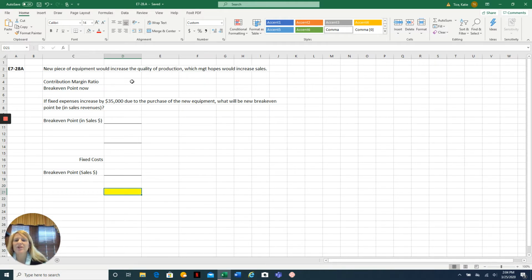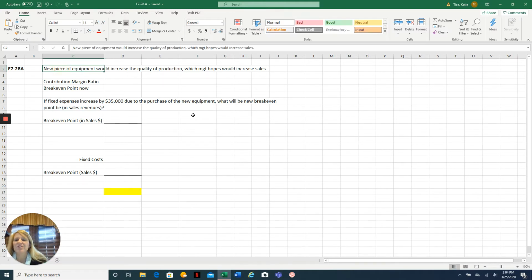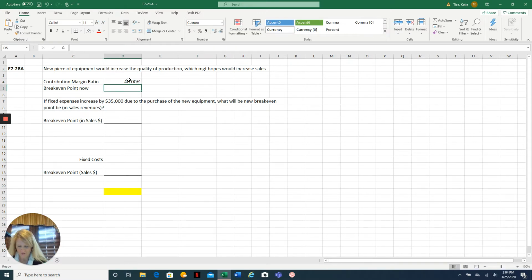So in this problem, again, I've just put some of the basics up here. The company is considering purchasing a new piece of equipment, which would increase the quality of production, which management then hopes would increase sales. So the problem tells us that our contribution margin is currently 40%, and it tells us the break-even point is $350,000. So that's in sales dollars. So that means in order to break even, which would be to have exactly $0 of operating income, we need to have sales of $350,000.